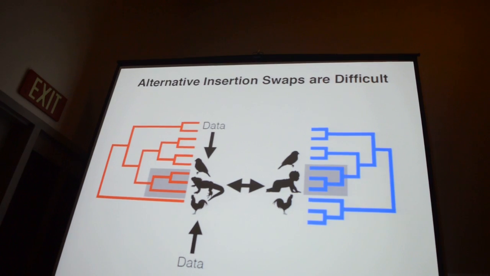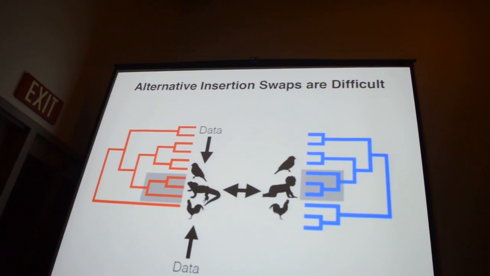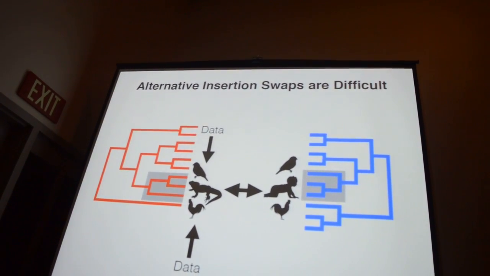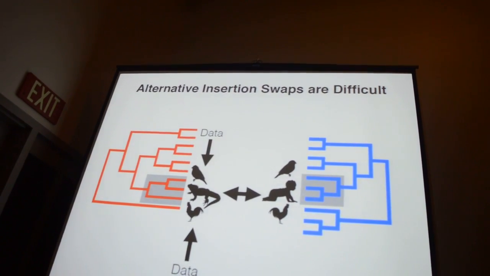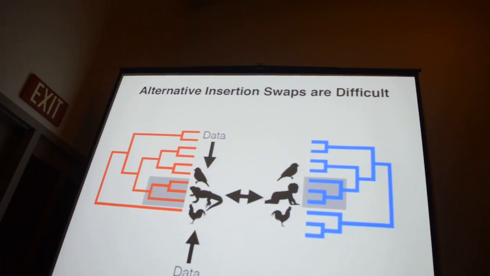But it's actually very difficult to move between these alternative insertions. Essentially, we have to simultaneously, in a single move, remove one inserted taxon and put another one in its place in order to continue satisfying the negative constraint. And so this is what imposes this very rugged landscape on these negative constraints.